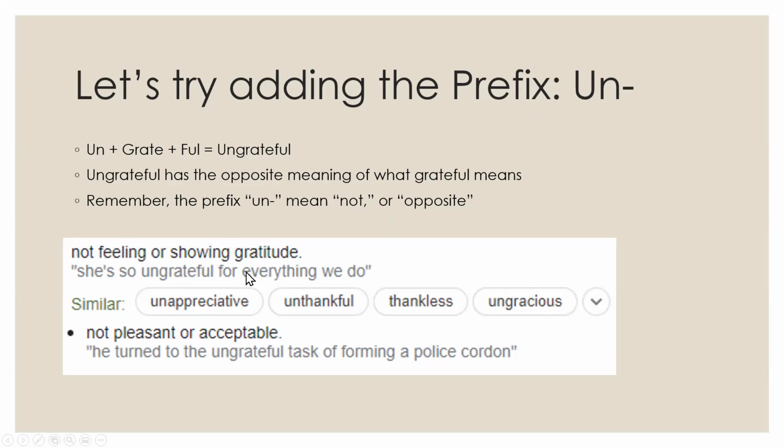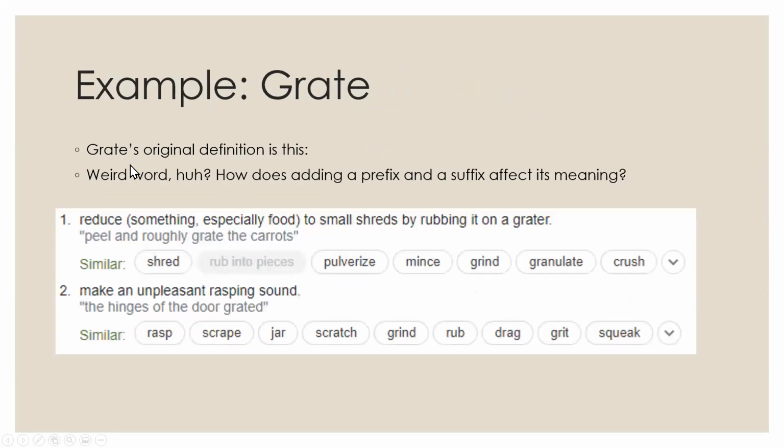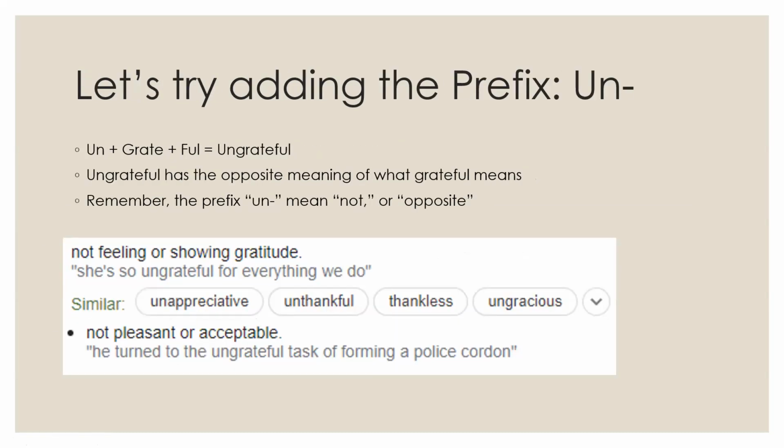As you can see here from the beginning, the word great in its first form has completely changed. And just to go back and show you, this is the original meaning of great, which is reduce something, especially food, to small shreds by rubbing it on a grater or to make an unpleasant rasping sound. Now we transformed it into ungrateful, which is the opposite of showing or feeling gratitude. This person or thing is now not showing or feeling gratitude.